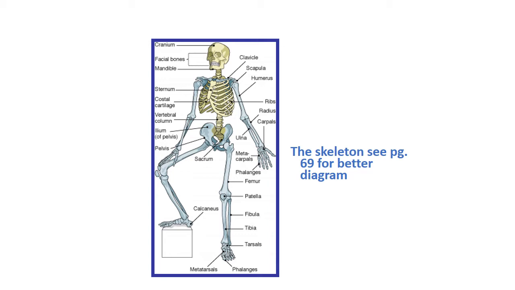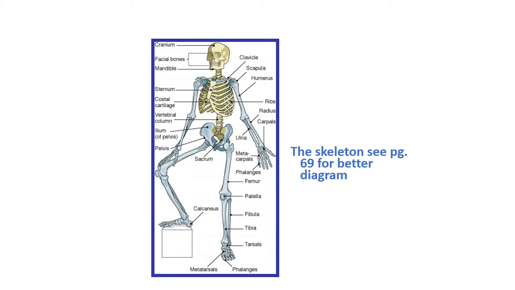The bones that make up the spinal column are the vertebra. The hip bone is the ilium. And we'll go into greater detail of the structure of the hip. The longest bone in the body is the femur. The strongest bone in the body is the femur.